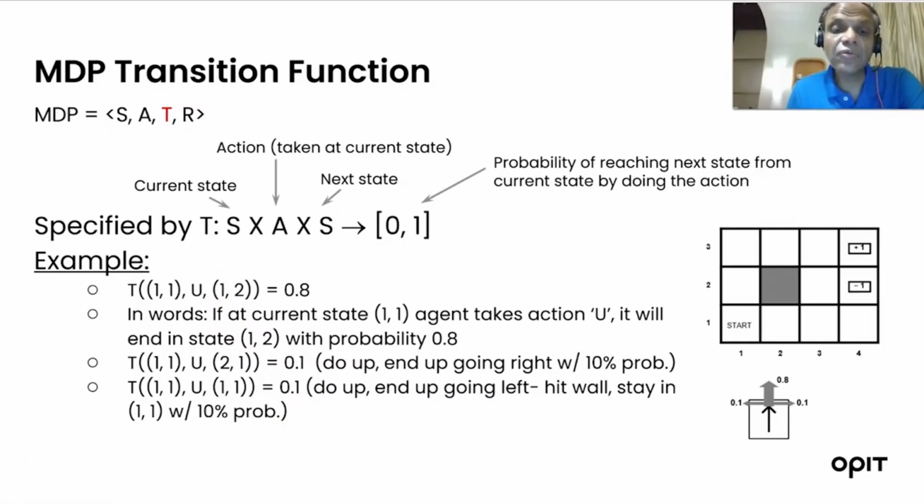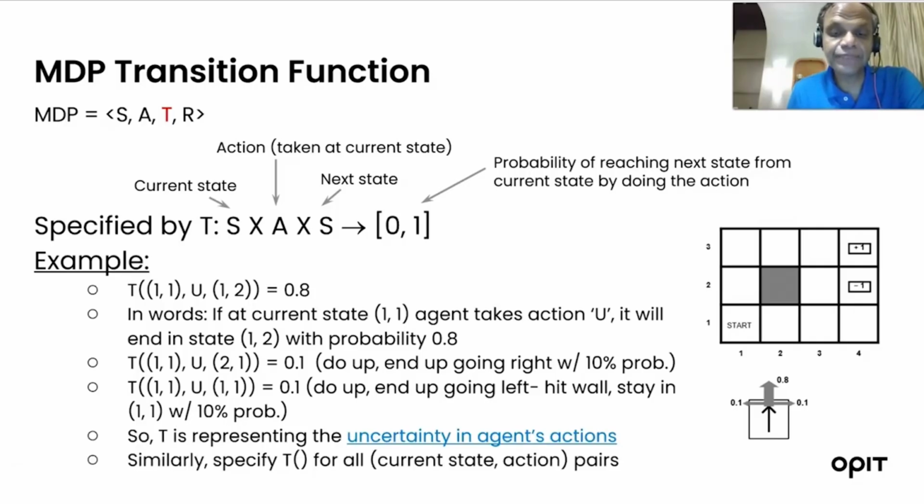And at each state, we would have to give the transition for each of the possible actions, U, D, L, and R. Okay. So in all, our transition function is basically representing the uncertainty in the agent's action. And as I was saying, similarly, we have to specify T for all the current state action pairs in the problem space.